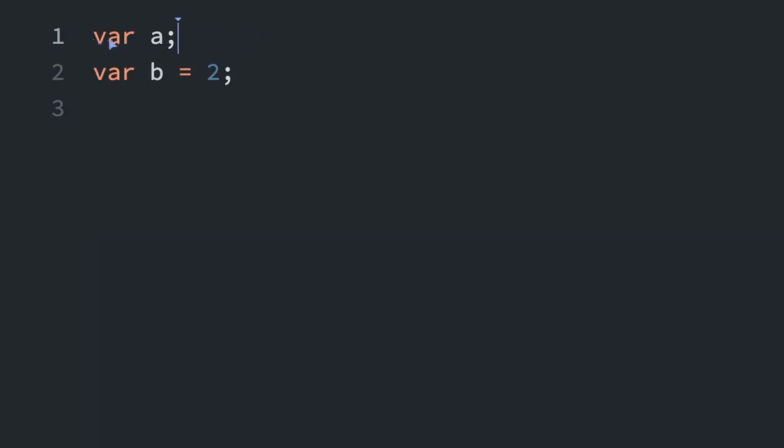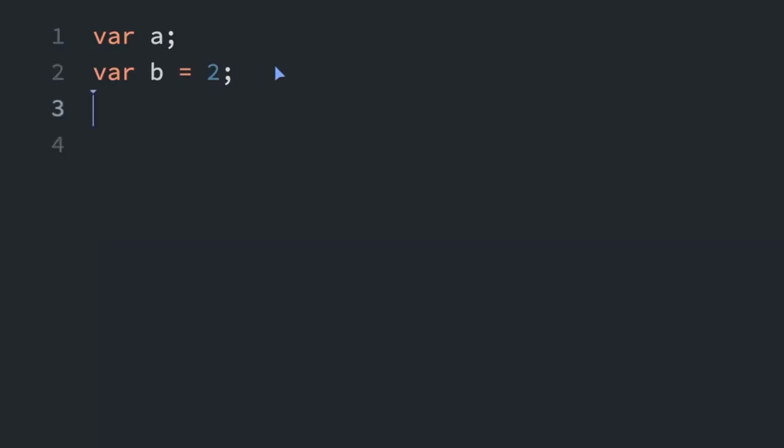So here we are just declaring a variable to be called a. And then here we are assigning a variable. We're declaring and assigning in one line. So we're declaring it var b, and then the equal sign is the assignment operator. It means that 2 is being assigned to b. We're not checking if b equals 2, though. We're just assigning 2 to b.